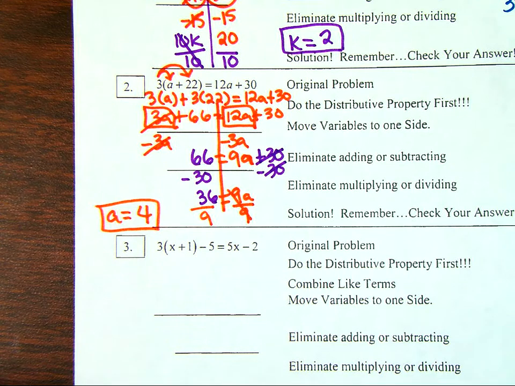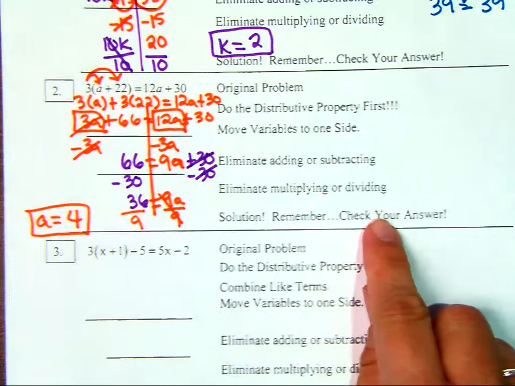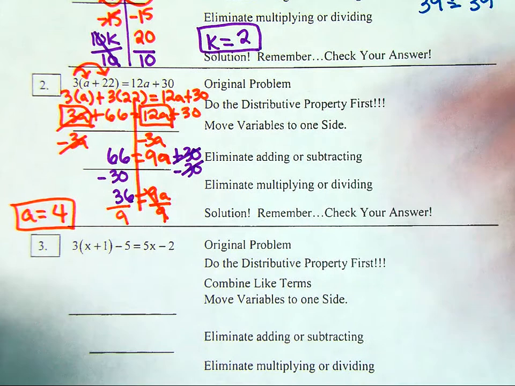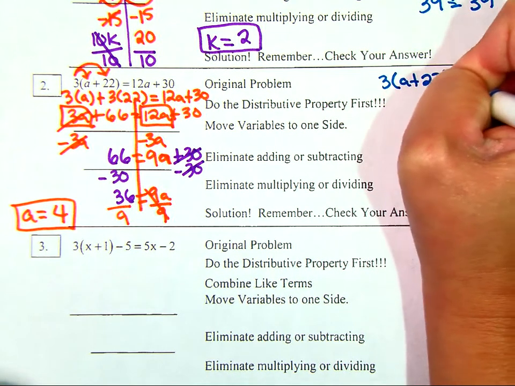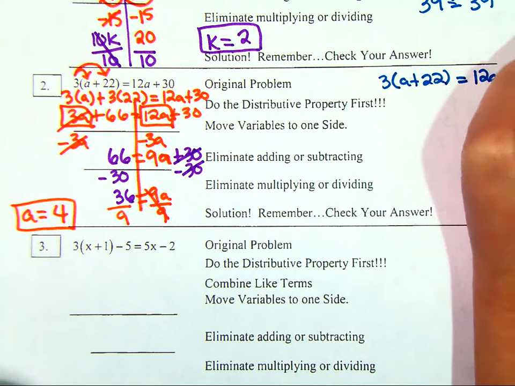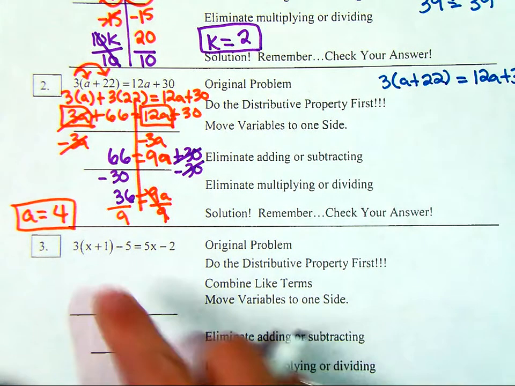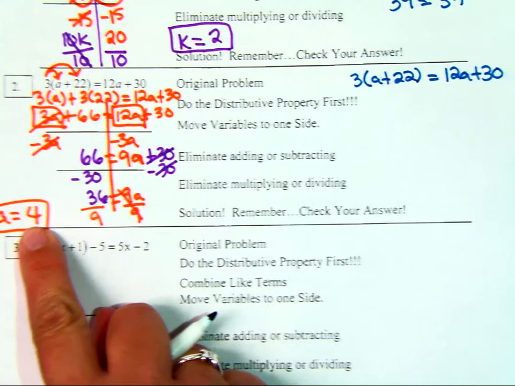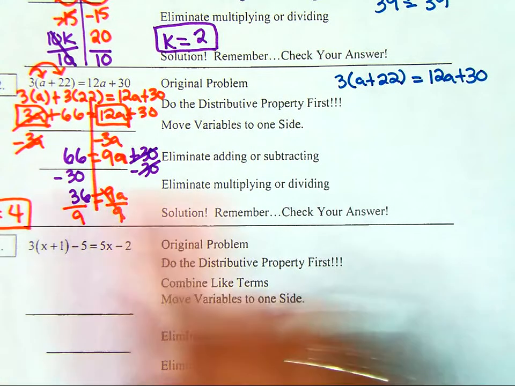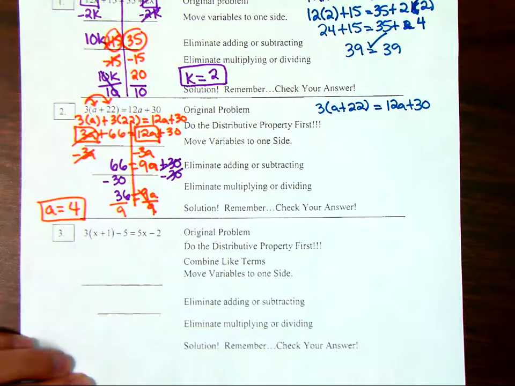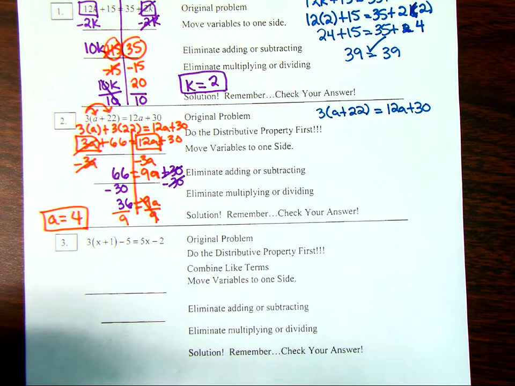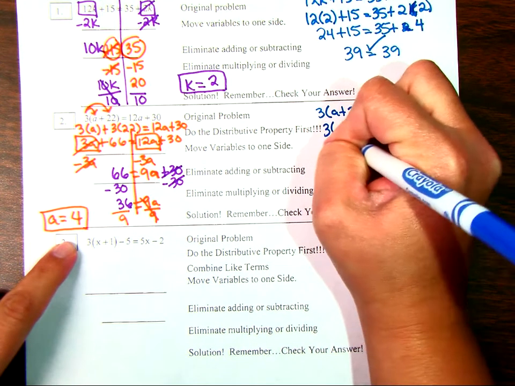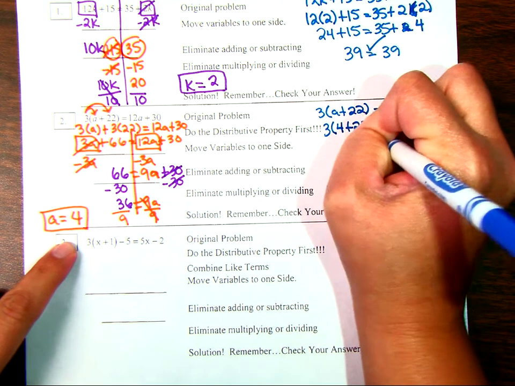But again, we can always check your answer. So I'm going to go over here and write my original 3 (a plus 22) in parentheses equals 12a plus 30. So we're going to substitute 4 wherever we see a. And it's really good to do this, y'all, because if you see that there's a mistake when you're checking it out, it automatically tells you you did something wrong, go back and retry it. So everywhere I see the letter a, I'm going to substitute.